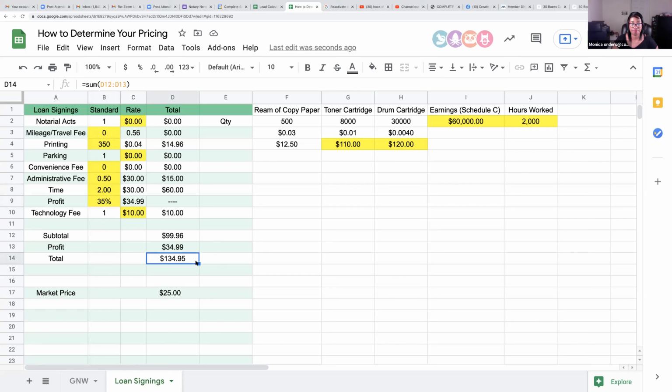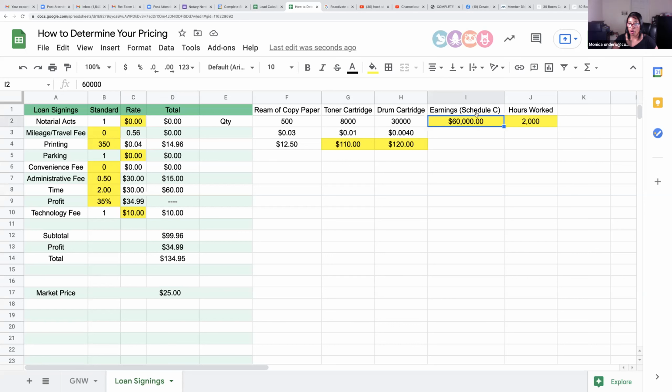Does that make sense? Yep. I like that you can go in and make the changes as you need to, whether it's a remote signing or a mobile signing. Yeah. And the key that really impacts the fees for your signings are your earnings.